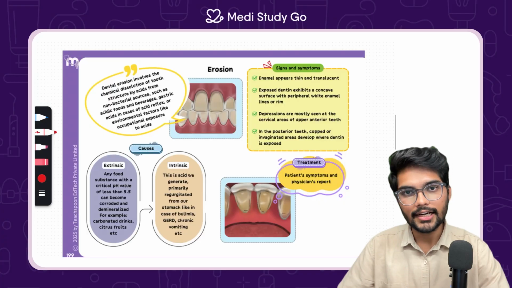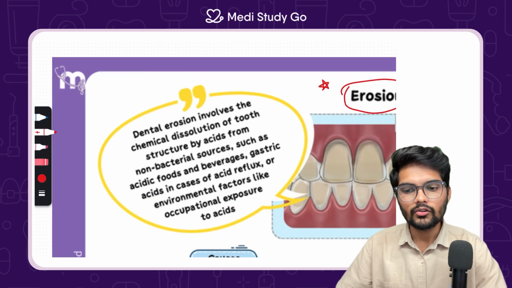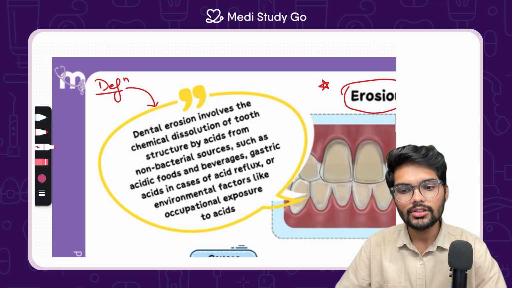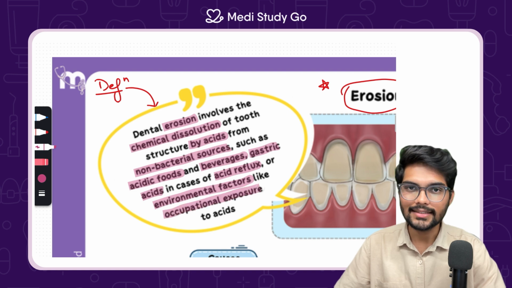So let us first start with the definition of dental erosion. So dental erosion involves the chemical dissolution of tooth structure by acids from non-bacterial sources such as acidic foods, beverages, gastric acids in case of acid reflux, or environmental factors like occupational exposure to acids.